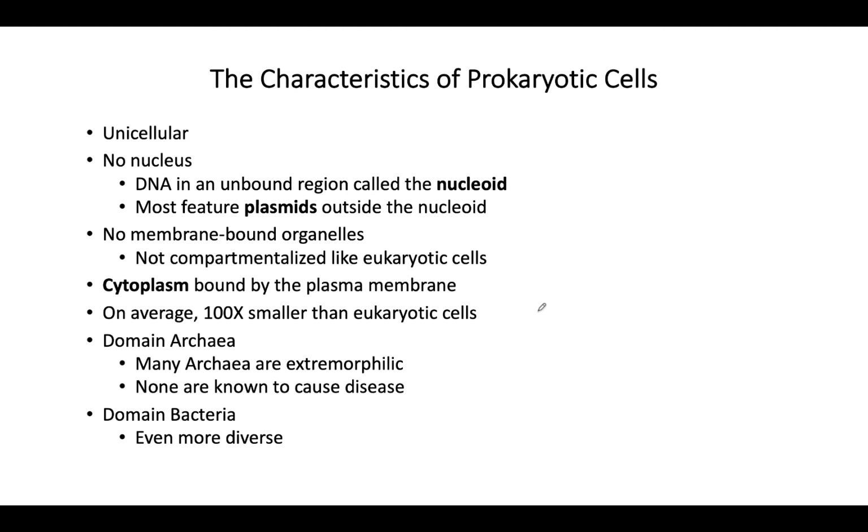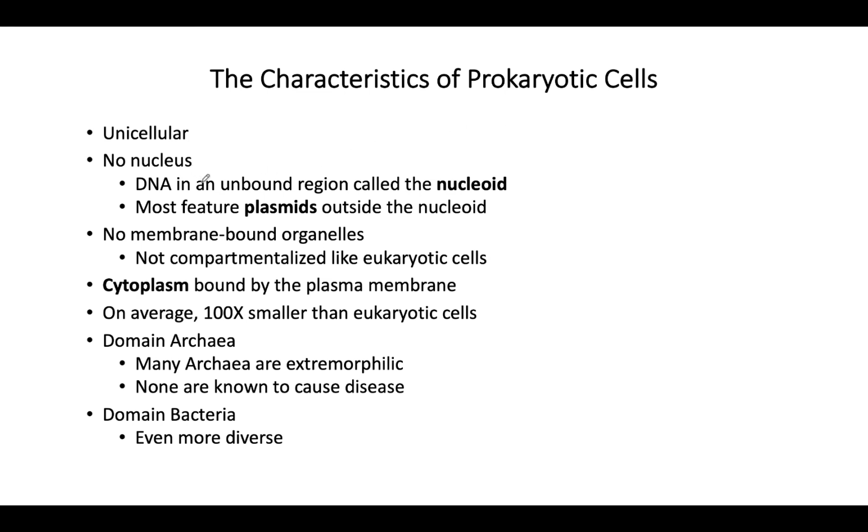The characteristic of a prokaryotic cell is that it is unicellular. A single cell is its entire body. There is no nucleus. The name nucleus itself includes having a membrane, the nuclear membrane. Since prokaryotic cells do not have a nuclear membrane, we say that prokaryotic cells do not have a nucleus.